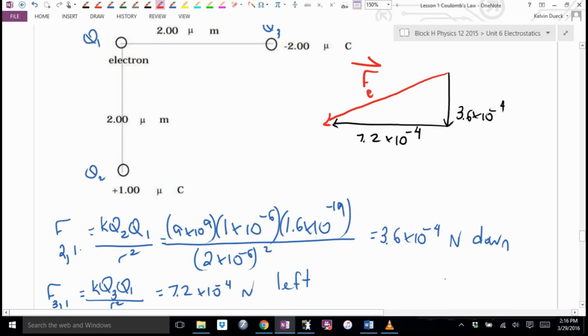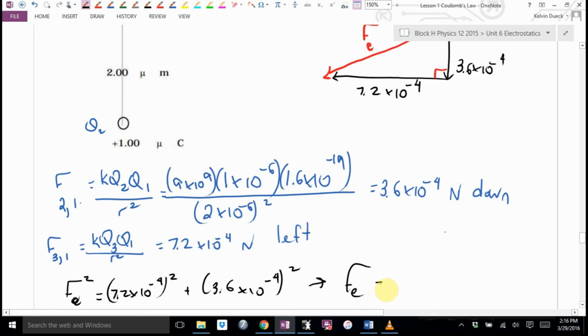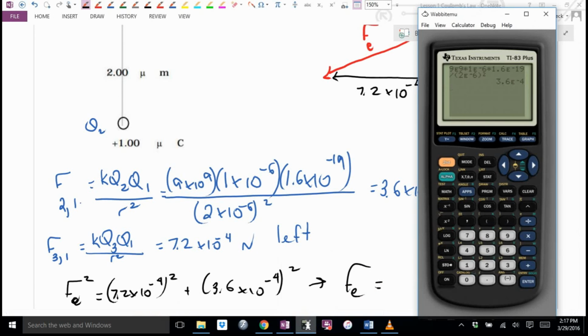Clay, say that again? We're going to do trig now? Yep. Now, I will say this, though. On your test, it'll be a right angle. It's not going to be sine law, cosine law. This is Pythagoras and SOHCAHTOA, which I'm hoping is almost as fast as you can write and type. I think it's going to be FE squared equals 7.2 times 10 to the negative 4 squared plus 3.6 times 10 to the negative 4 squared.